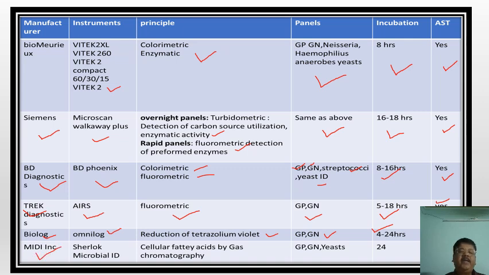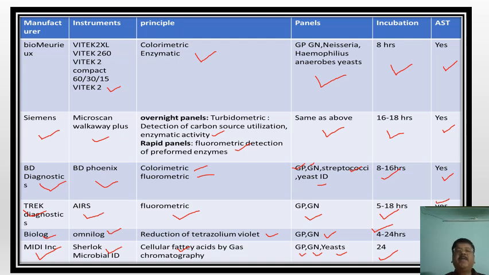Then MIDI, whose instrument name is Sherlock Microbial ID, detects the cellular fatty acids by gas liquid chromatography. We can detect gram positive organisms, gram negative organisms, and yeast, and the incubation period is 24 hours. So these are the various instruments, but here AST cannot be done. So the last two, that is Biolog and MIDI, AST cannot be done, only detection is done. For the remaining others, we can go for AST also.